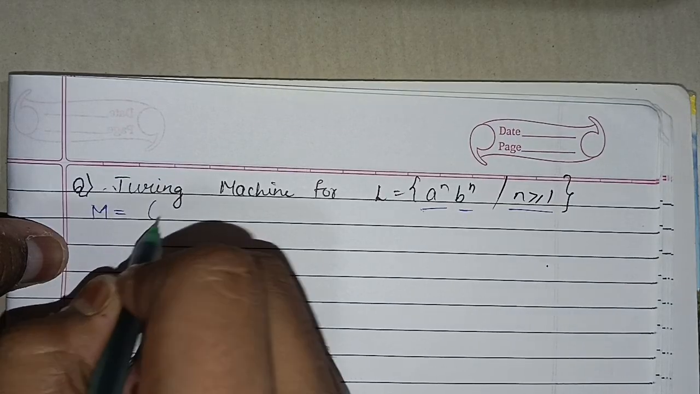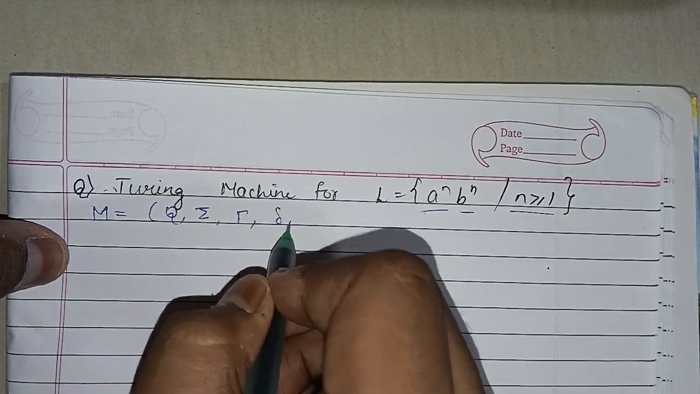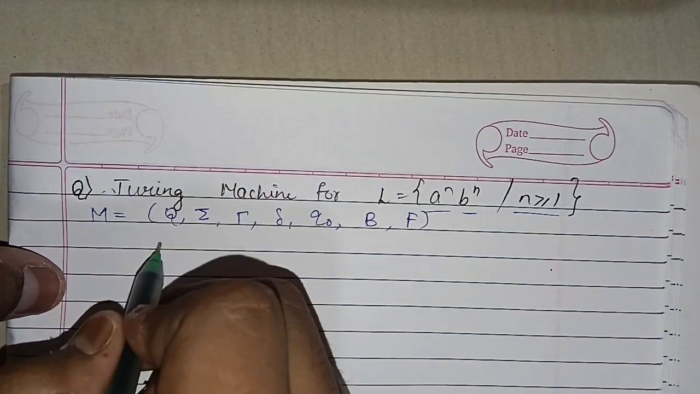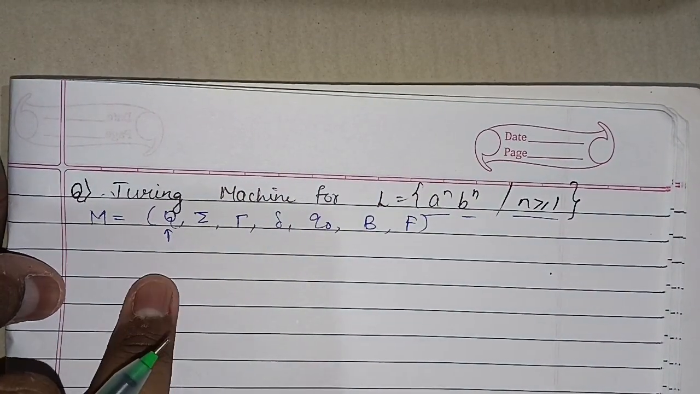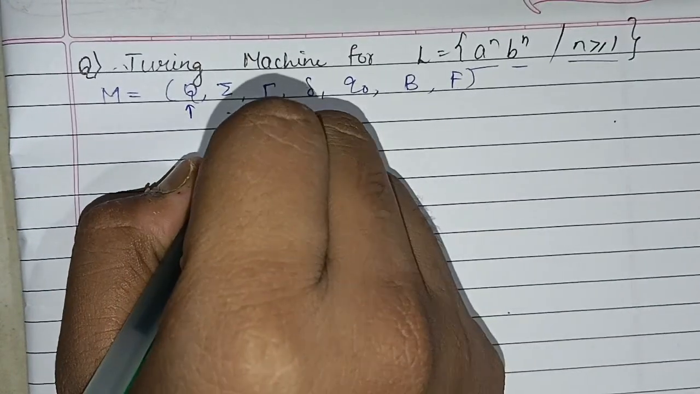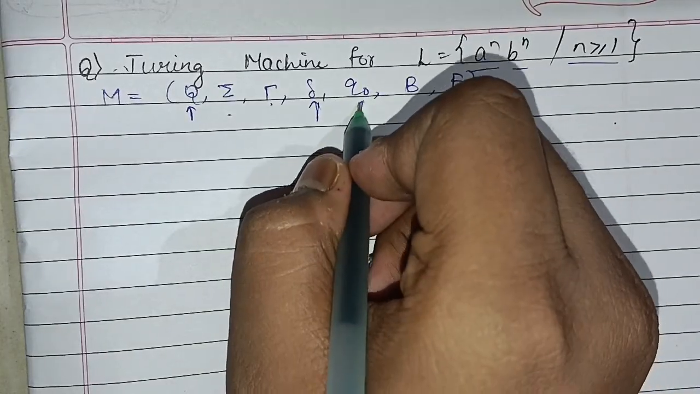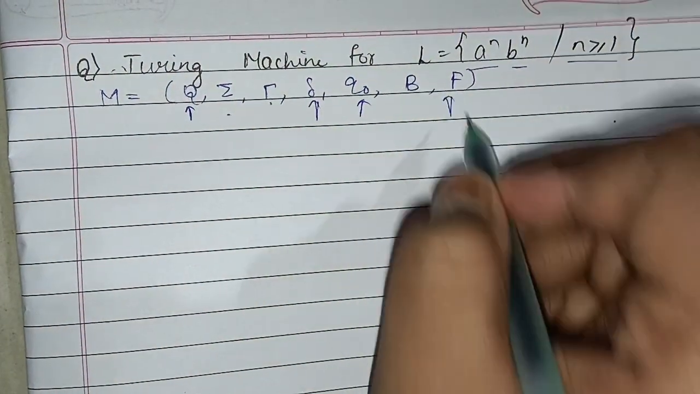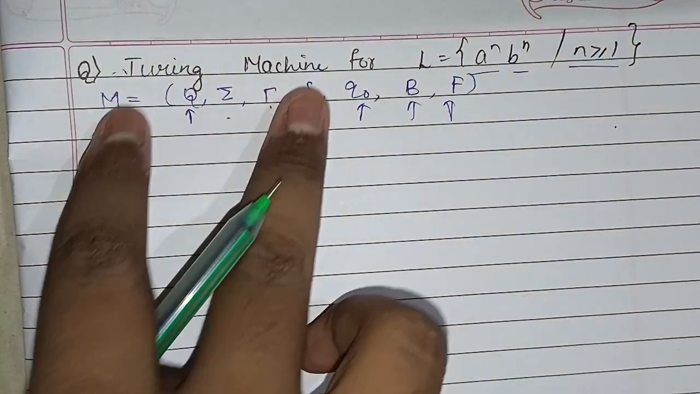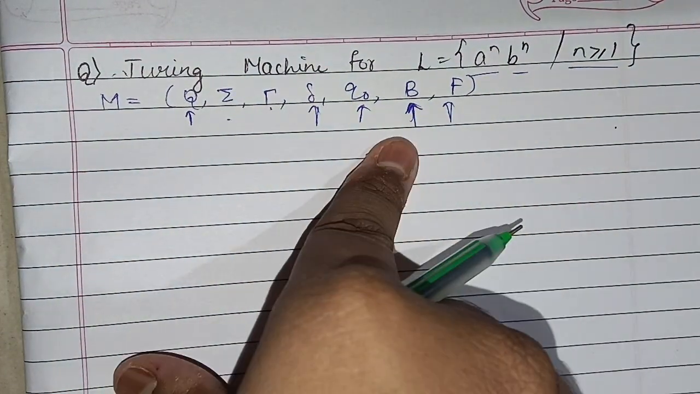It is M = (Q, Σ, Γ, δ, q0, B, F). Q is called a finite set of states, Σ is called the input alphabet, Γ is called the tape alphabet, δ is the transition function, q0 is the starting state, F is the final state, and B is the blank tape symbol. A Turing machine contains a tape in which this is a tape symbol, capital B.